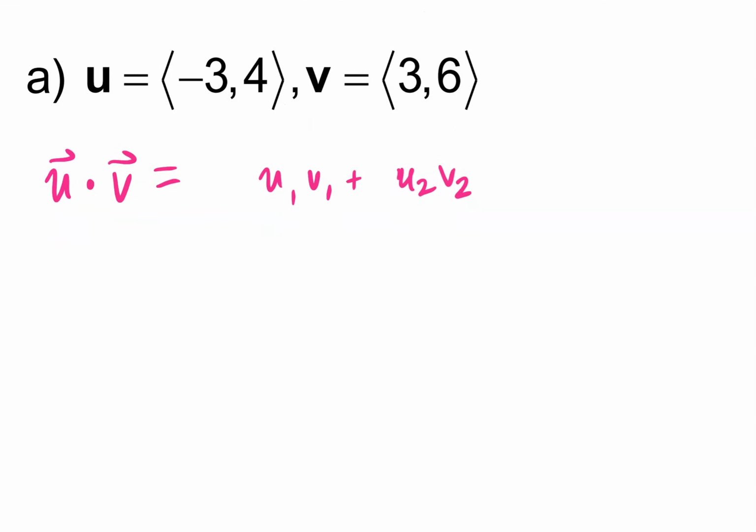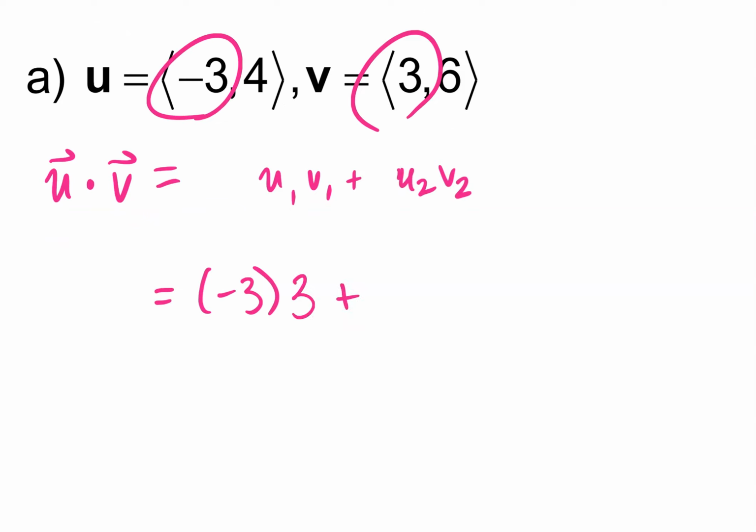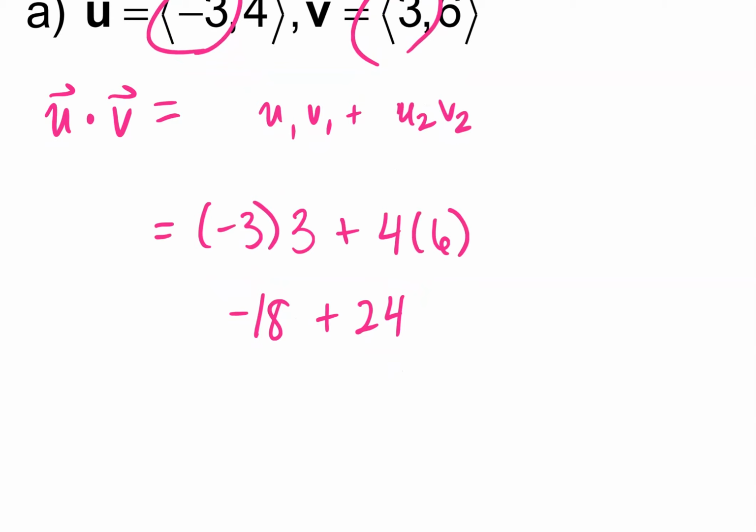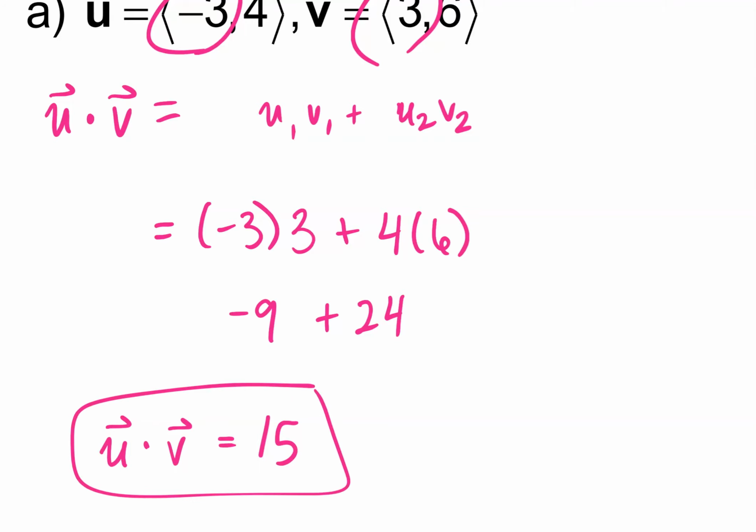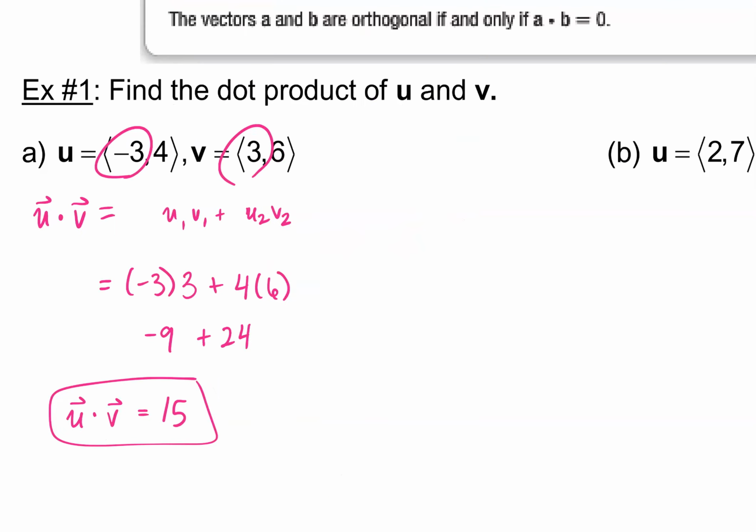All that means is we're going to be multiplying -3 times 3 and adding 4 times 6. So that's -18 plus 24. So the dot product of U and V will be 15. Let's see, did I multiply this right? Oh, 3 times 3, my bad, is -9. And when we add that, it's going to be 15. Cool. So that's just a plain dot product.